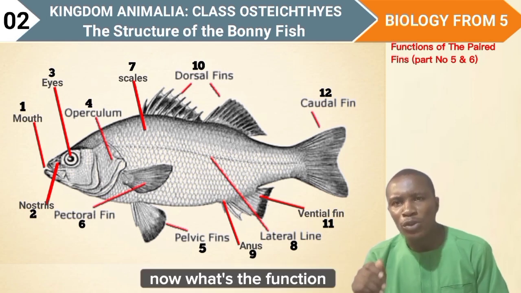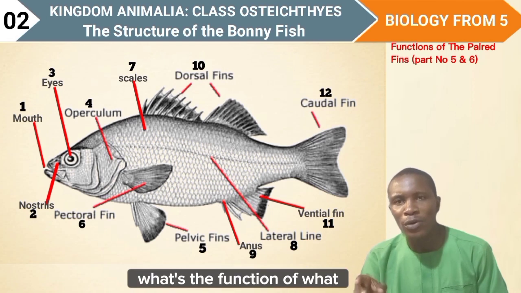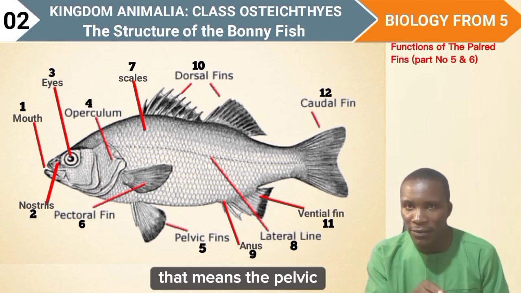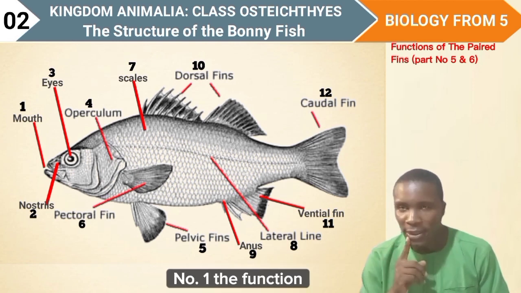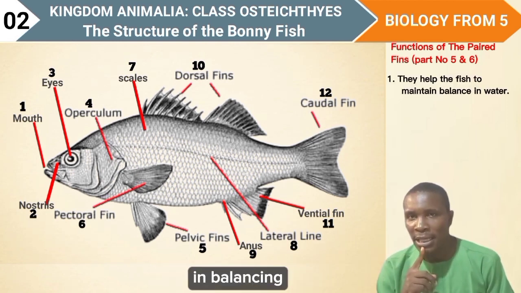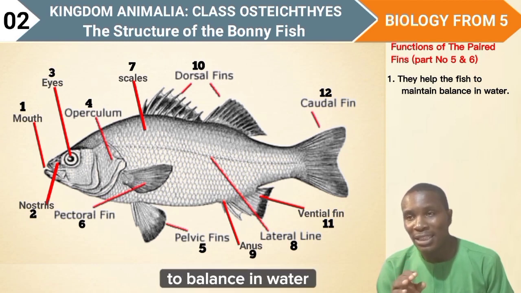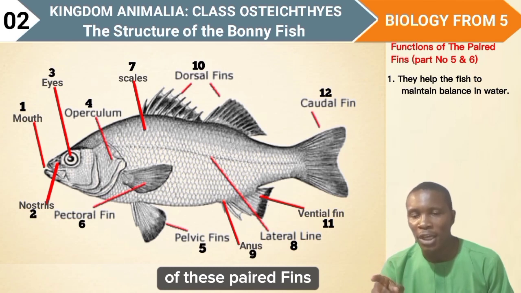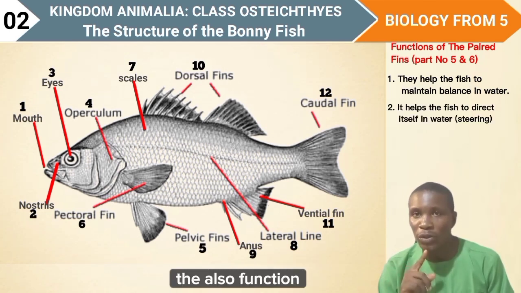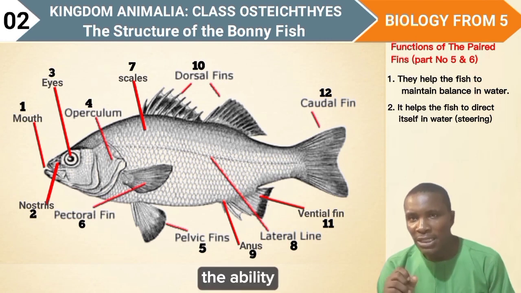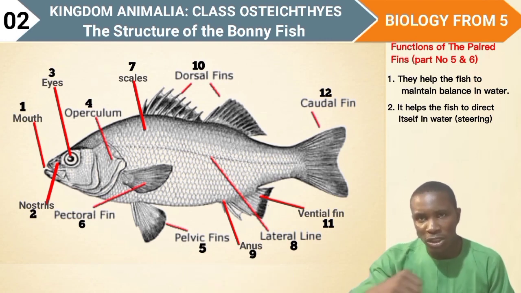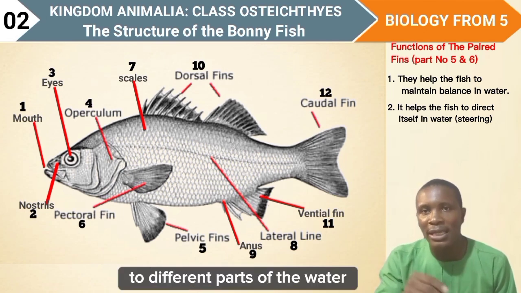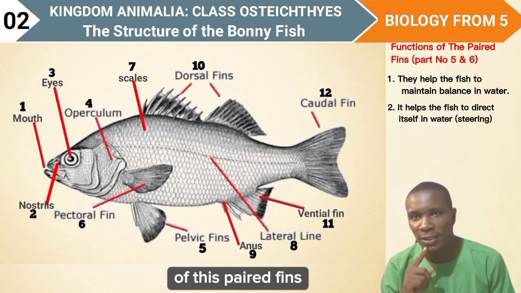Now, what's the function of these paired fins? What are the functions of the paired fins? That means the pelvic and the pectoral. Number 1, they function in balancing. The ability of the fish to balance in water is due to the help of these paired fins. Number 2, they also function in steering. The ability for the fish to change direction, to direct itself to different parts of the water is by the help of these paired fins.